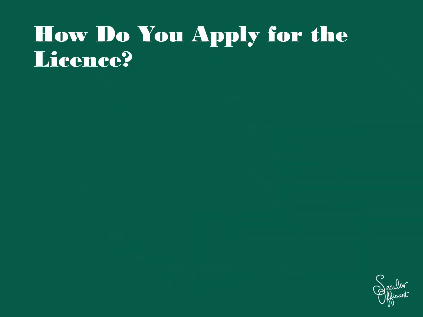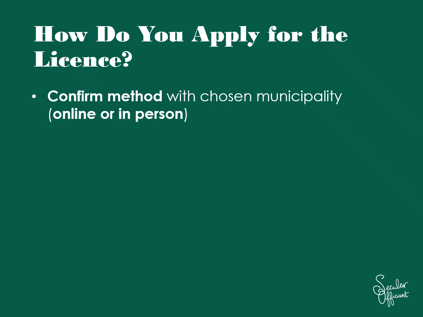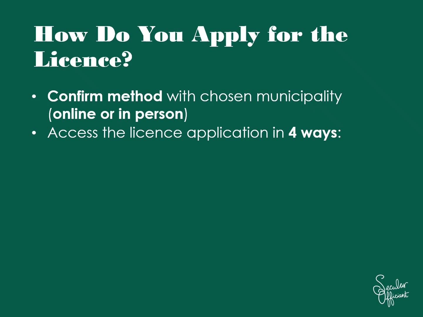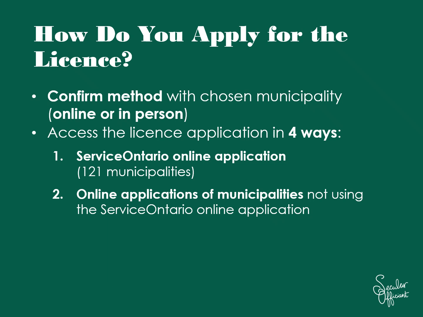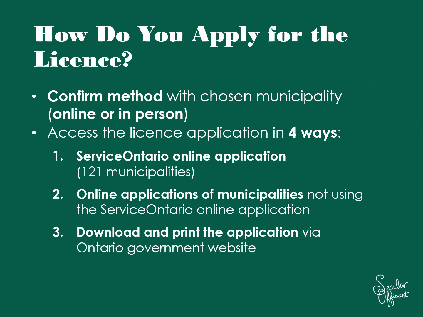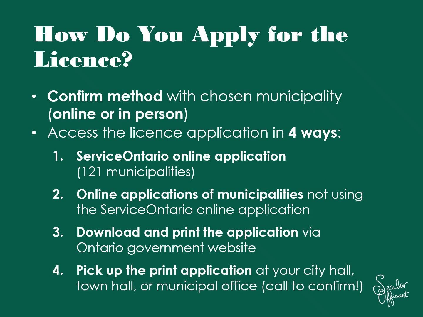How do you apply for the license? Confirm the application method in your chosen municipality to submit online or in person. You can access the marriage license application in 4 ways. 1. The ServiceOntario online application. There are 121 participating municipalities. 2. The online applications of municipalities not using the ServiceOntario online application. 3. Downloading and printing the application via the Ontario government website. 4. Picking up the print application at your City Hall, Town Hall, or municipal office. Please call to confirm that they are readily available.